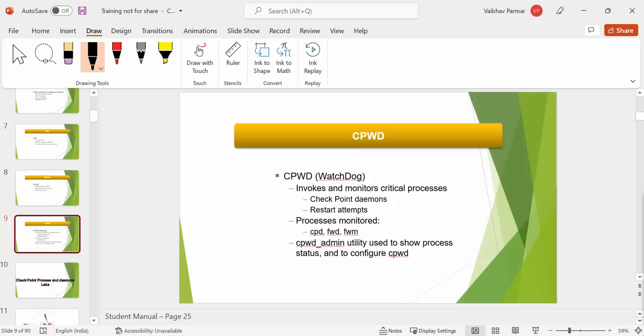The next one is CPWD, also known as the watchdog. It's a process that invokes and monitors critical processes such as the Checkpoint daemons. We run the command cpwd_admin list, and we see all these daemons, their status and everything. That time this CPWD comes into the picture. Last time we saw one thing: we killed one process, right? We killed CPD. But after that, again it came up without doing anything.